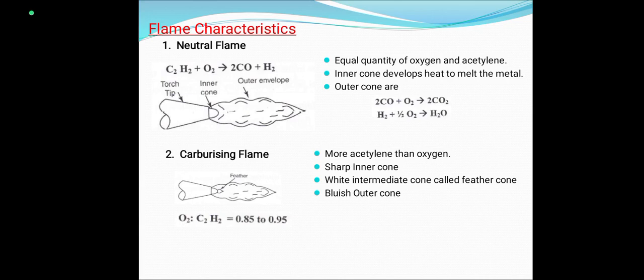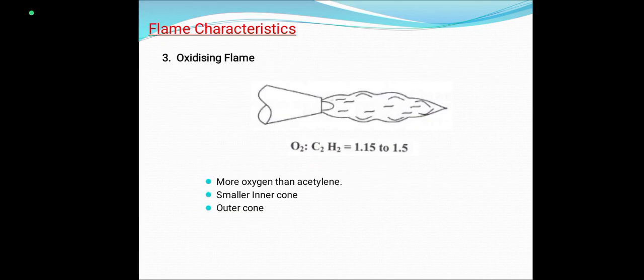Carburizing flame: more acetylene than oxygen. Sharp inner cone, a white intermediate cone called the feather cone, and a bluish outer cone. Oxidizing flame: 1.15 to 1.5% oxygen and C2H2. More oxygen than acetylene, small inner cone, outer cone.